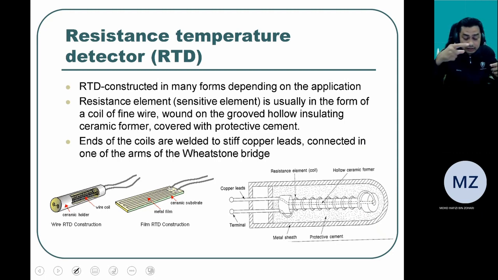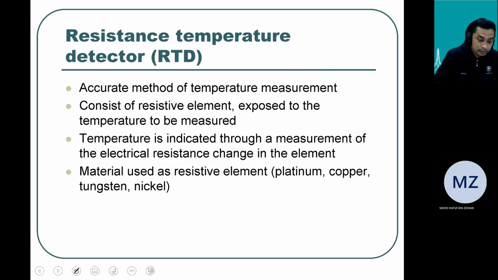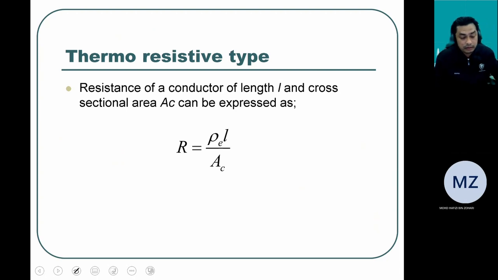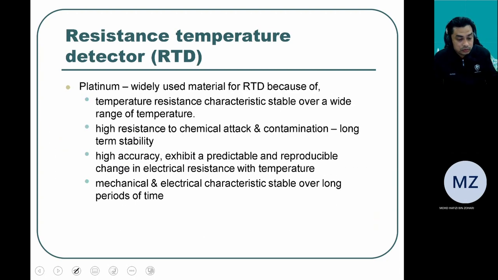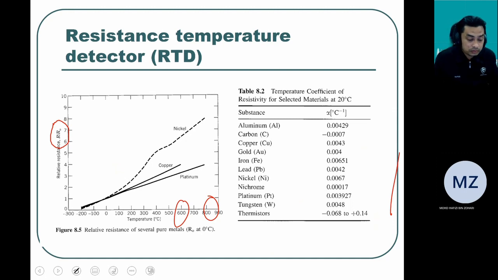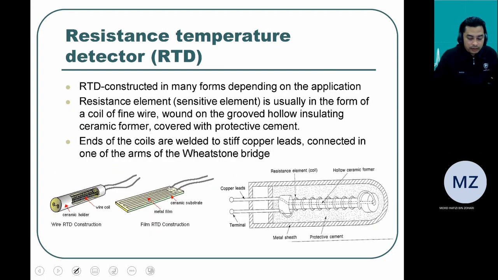The rolling of the resistant element depends on the equation that we have shown just now. We can simply calculate which material is useful. Copper is common, platinum is common. We can get it anywhere, any hardware store. All right. So, like I mentioned just now, we need to use a Wheatstone bridge to measure the resistance of the RTD.